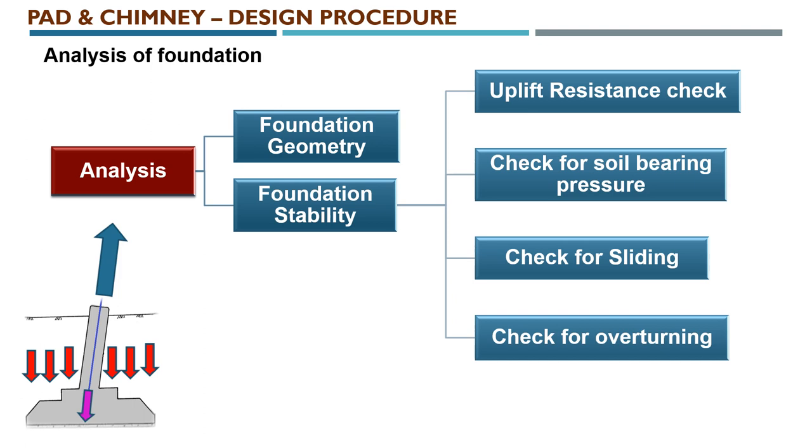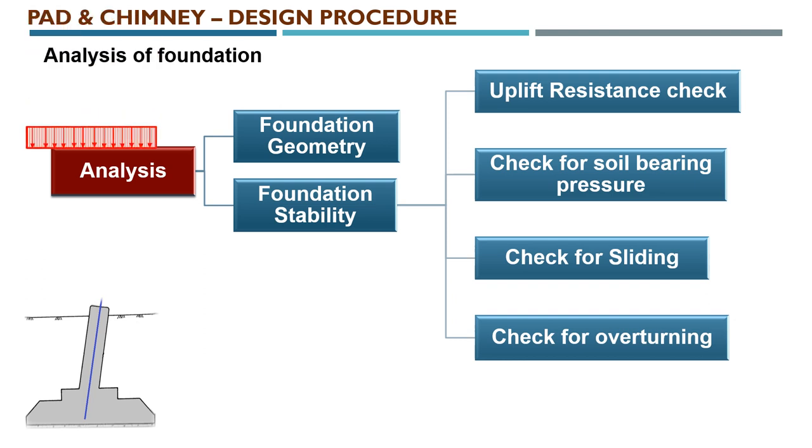Second one is the check for soil bearing pressure. Every foundation subject to structural loads has a pressure at the base slab in the downward direction. This should not exceed the safe bearing capacity of soil, which is in the upward direction due to the reaction or interaction of soil with the foundation.